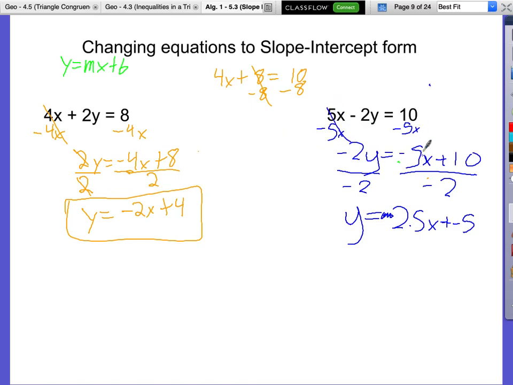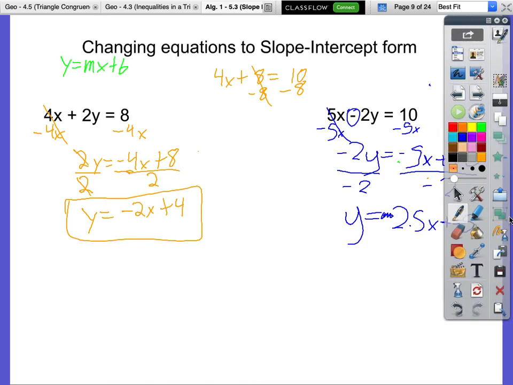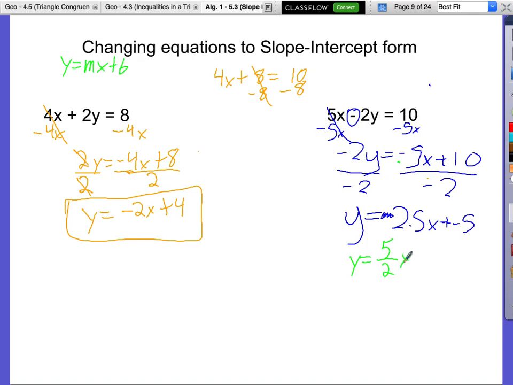Negative 2y is equal to negative 5x plus 10. We can't forget we have this negative here. We have to remember it when we divide by negative 2. Negative 5 divided by negative 2 would be a positive. The only thing I would change is I would make this a fraction, 5 over 2, because that's easier for our slope. We'll see that more and more as we go through.